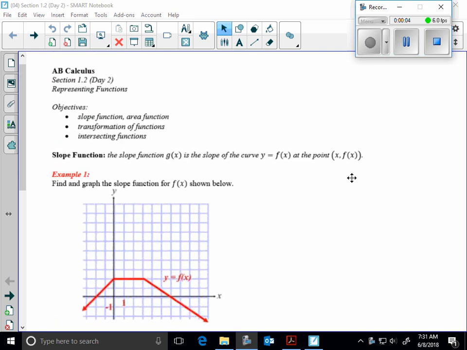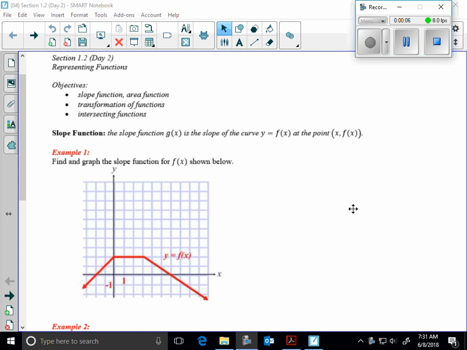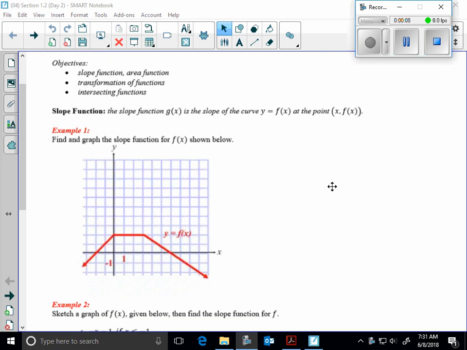1.2, day number 2. I'm going to talk more about representing functions. Objectives will be slope function, area functions, and transformations, and intersecting functions. So let's jump into the idea of this slope function.